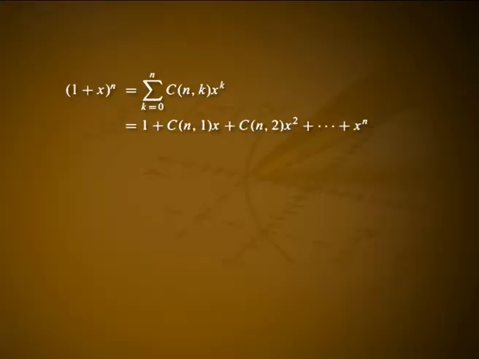(1 + x)^n = summation k = 0 to n C(n, k) x^k, that is equal to 1 + C(n,1)x + C(n,2)x^2 + etc.